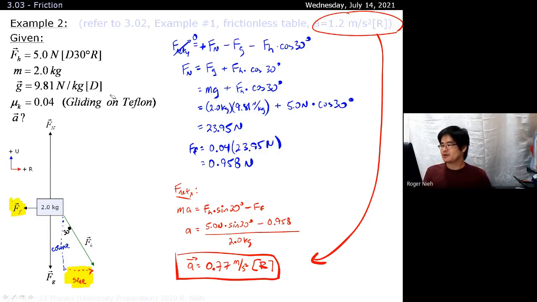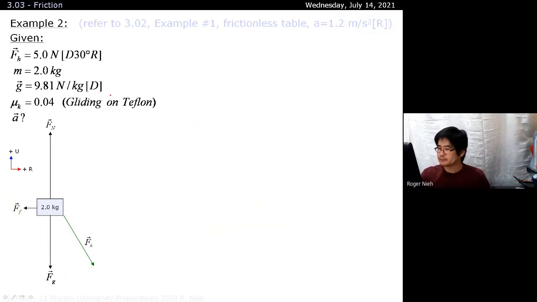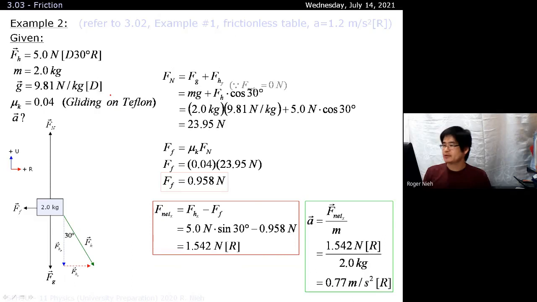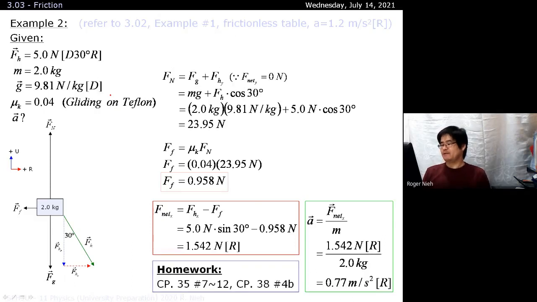For tonight's homework, let me just erase all this stuff over here. And here is the PowerPointed version. Same answer anyways. So for tonight's homework, finish off course pack page 35. And that is it for today.